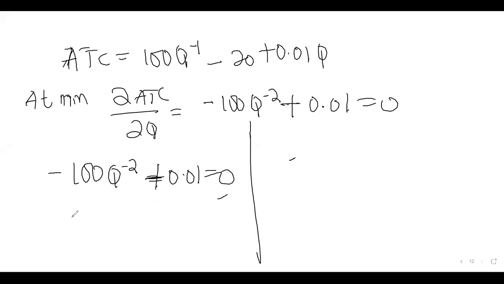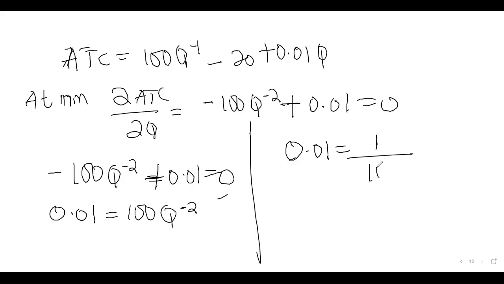So this 100Q to the power negative 2 will cross and come to the other side. We now have 0.01 equal to 100Q to the power negative 2. It's like saying 0.01 is equal to 1 over 100Q squared, because of the inverse. And 1 divided by 100 is also 0.01.